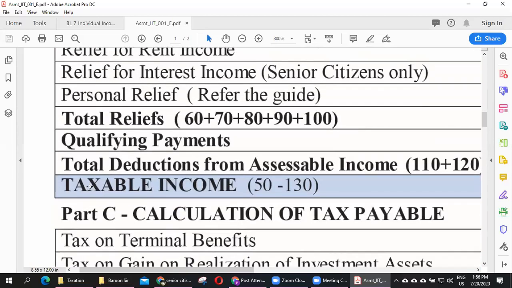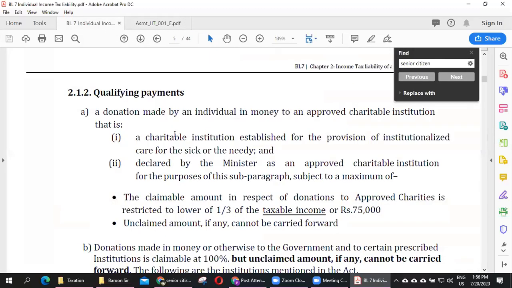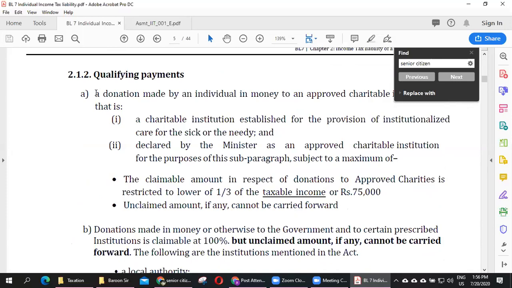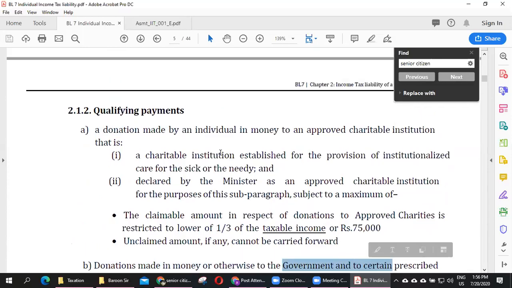And now we move to qualifying payments. Under the qualifying payments, there are only two categories. The first one is donation made by an individual to an approved charity. The second one is donation in money or otherwise to the government.